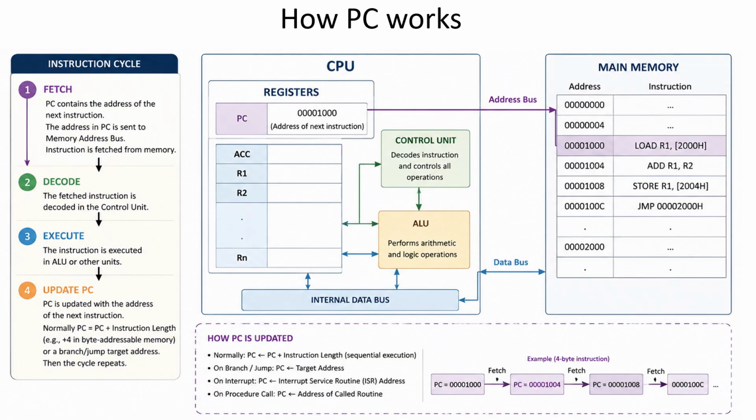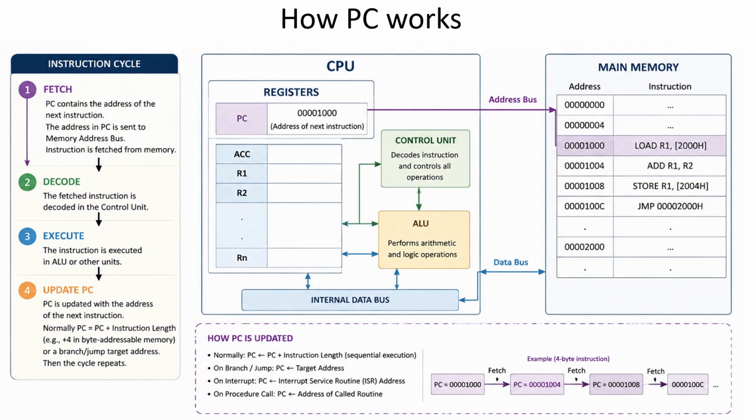Step 3. Execute. The instruction is then executed. If it is an arithmetic or logical operation, the ALU may perform the operation. If it is a memory operation, appropriate data transfer takes place. Step 4. Update PC. After the instruction has been processed, the PC is updated so that it points to the next instruction. For sequential execution, the PC is normally advanced by the instruction length.